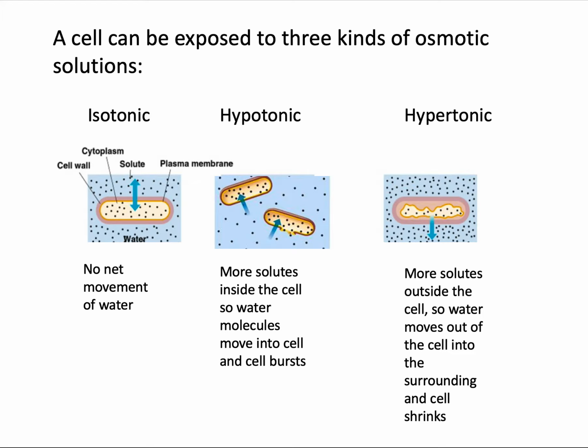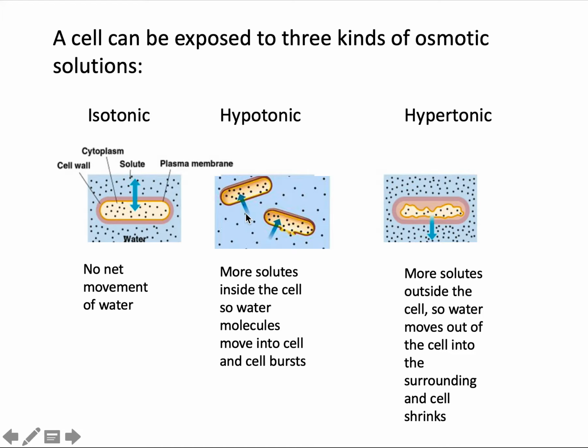A cell, however, could also be placed in a solution where there are fewer solutes. So there is more water outside the cell than inside the cell. Osmosis is going to happen, and when osmosis takes place, there's going to be movement of water from outside the cell into the cell until it gets to the point where the cell bursts.